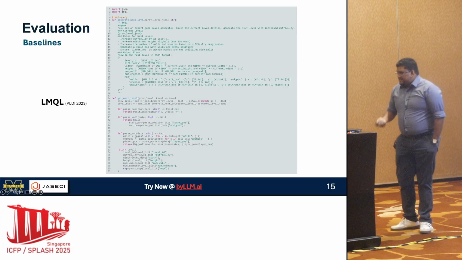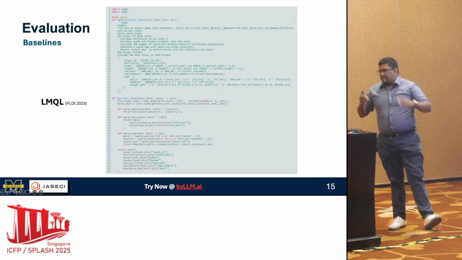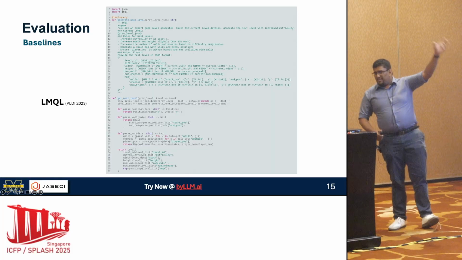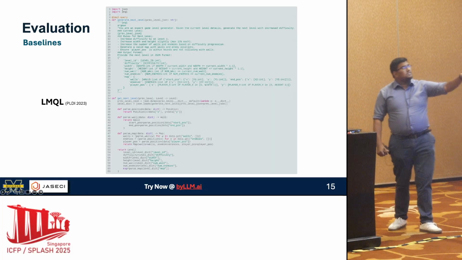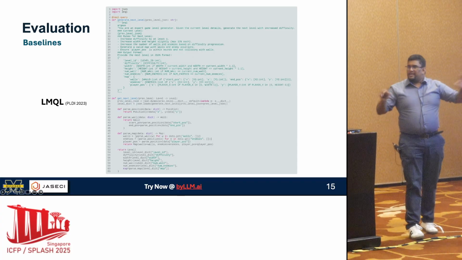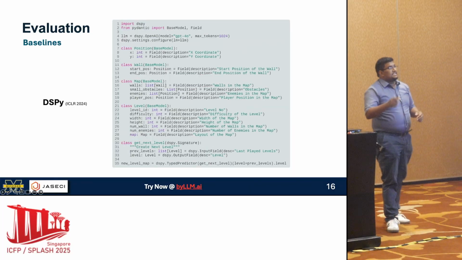That's what LMQL means, and which allows constrained output generation. And this is basically the code for the same get next level function. But you don't need to go through that. We analyze this in the paper. You can have more detailed insights in there.